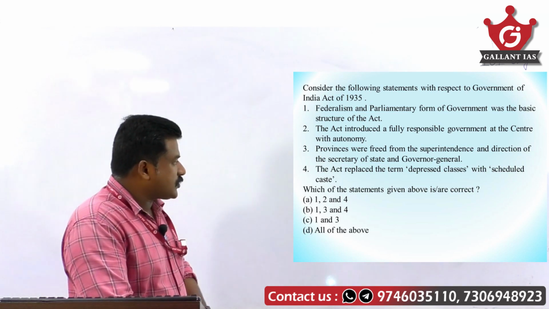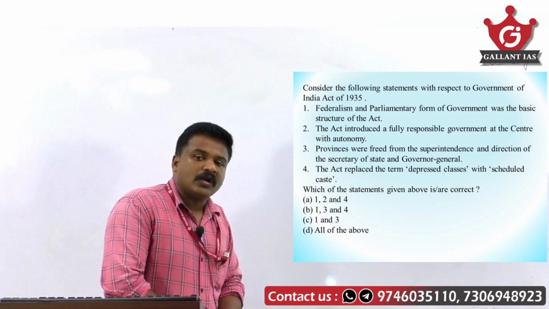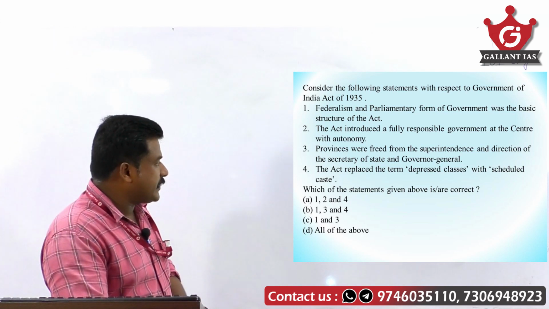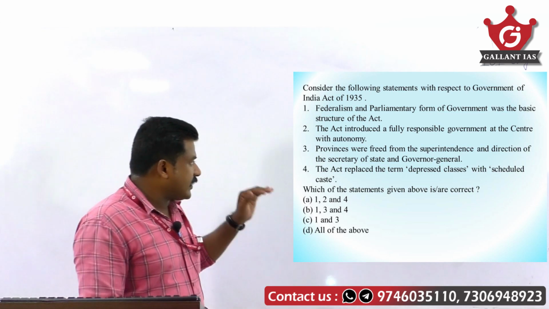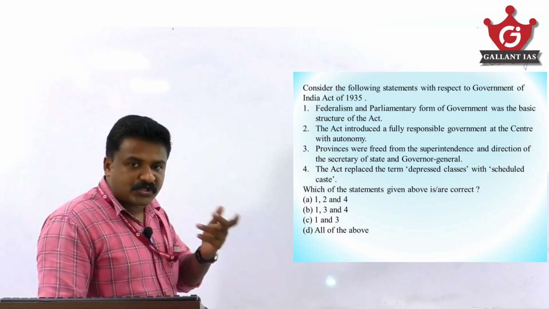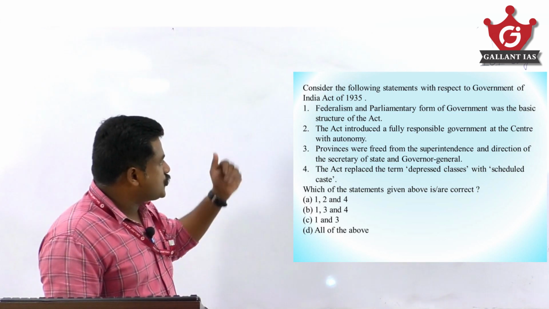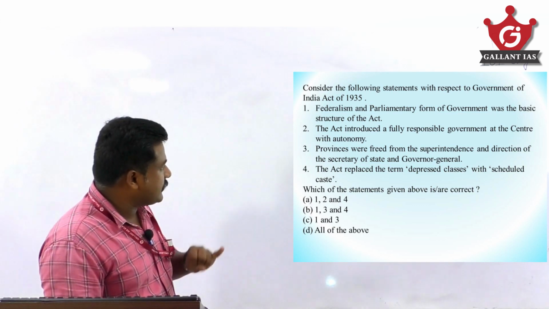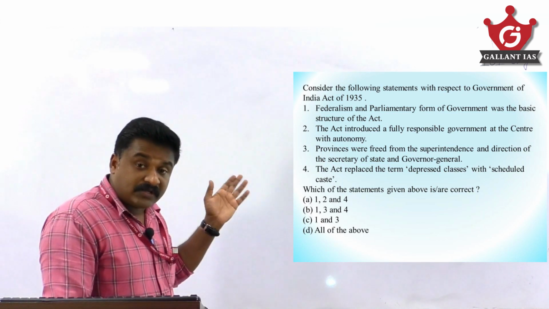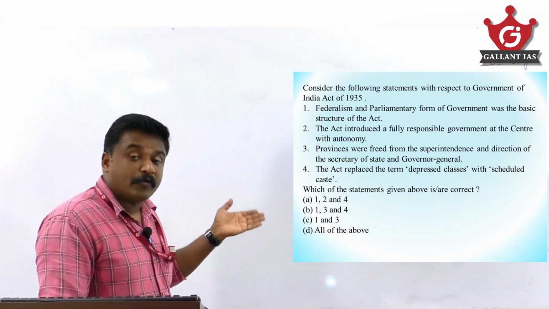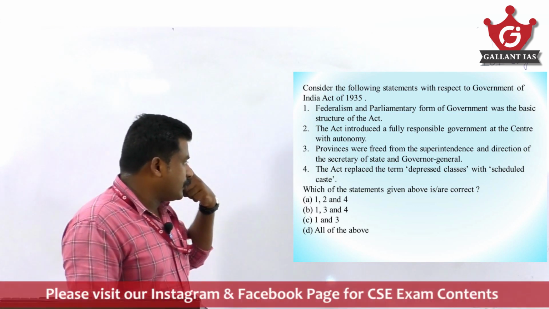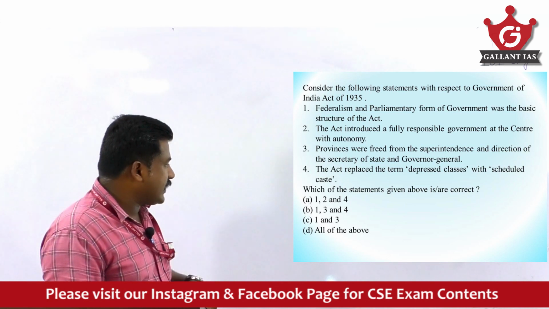Now the Act replaced the term depressed classes with Scheduled Castes. For the first time, under this particular Act, the term depressed classes was replaced with Scheduled Castes. So the first statement is correct, but the federal structure never took place. The second statement is wrong, there is no autonomy at the center. Central diarchy was introduced here and provincial autonomy was introduced here. The third statement is correct and the fourth statement is also correct. 1, 3 and 4 has to be your answer.